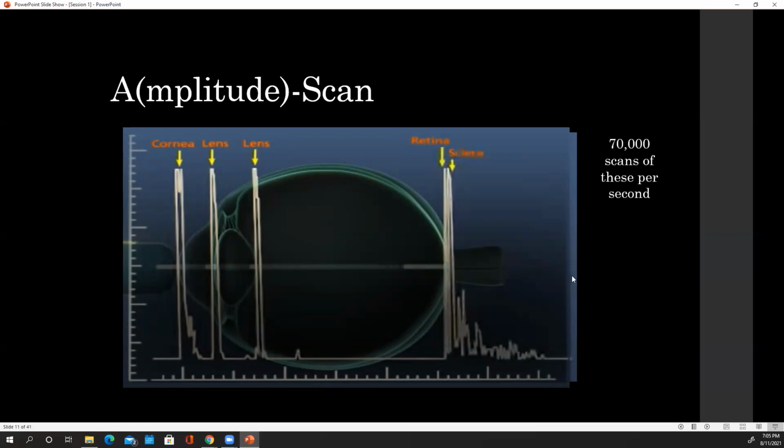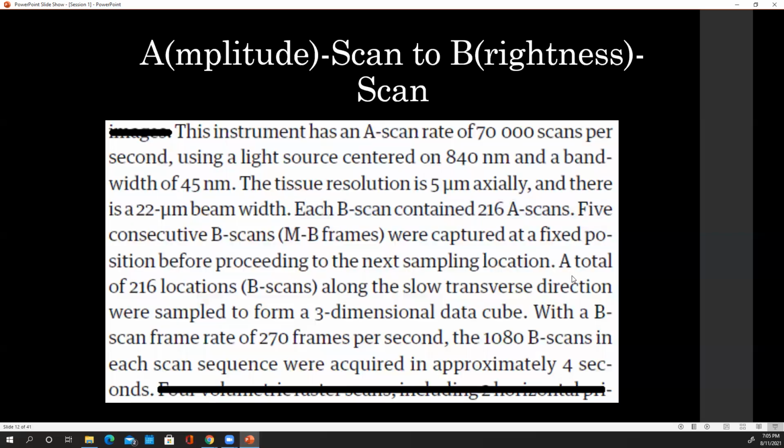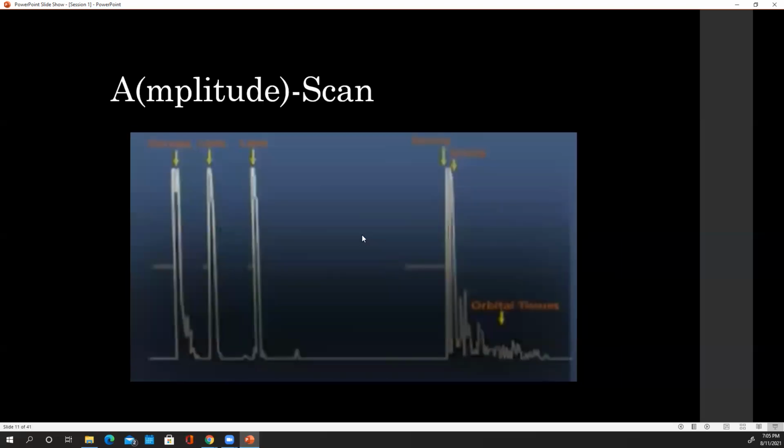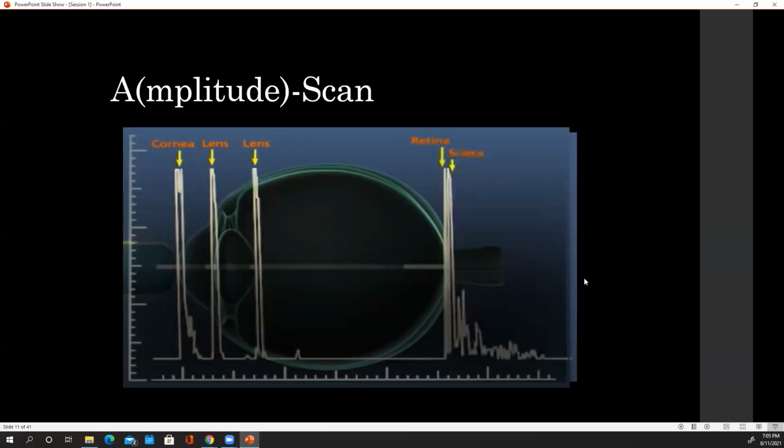Let's see, 70,000 of these scans per second, right? Okay, good. So that's what it's doing. It's doing 70,000 of these types of scans per second.